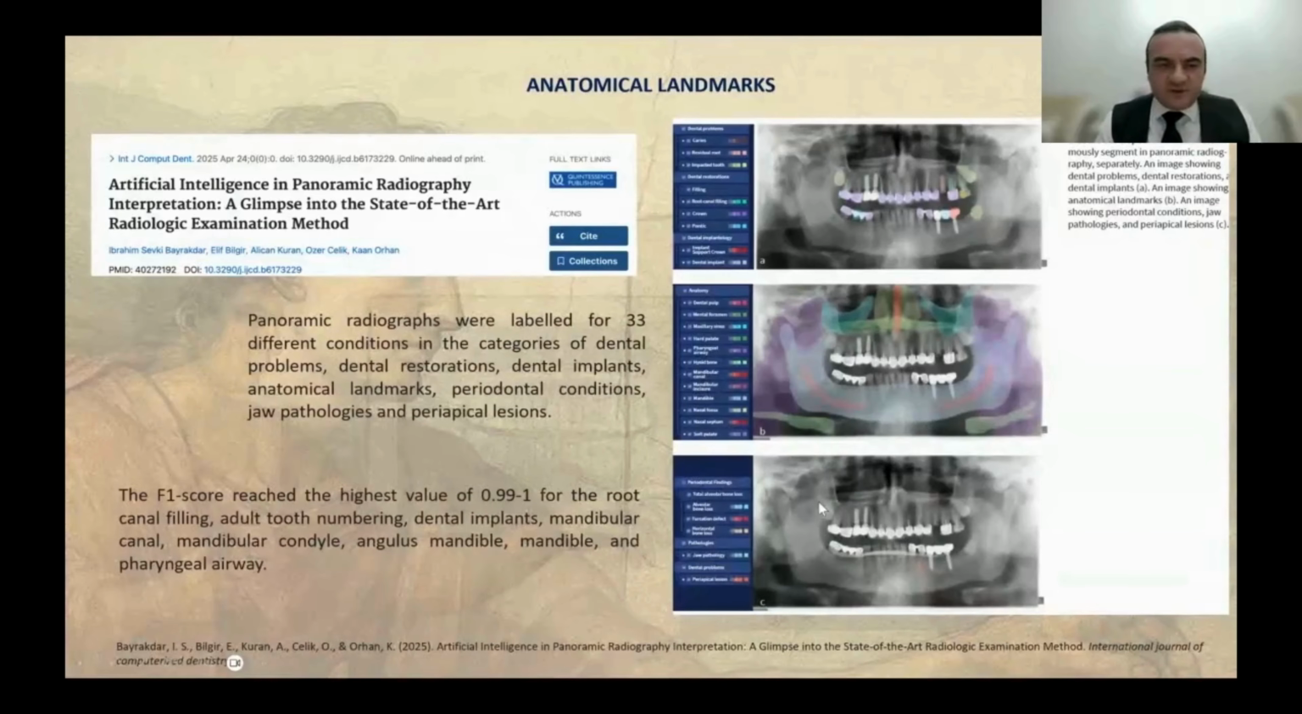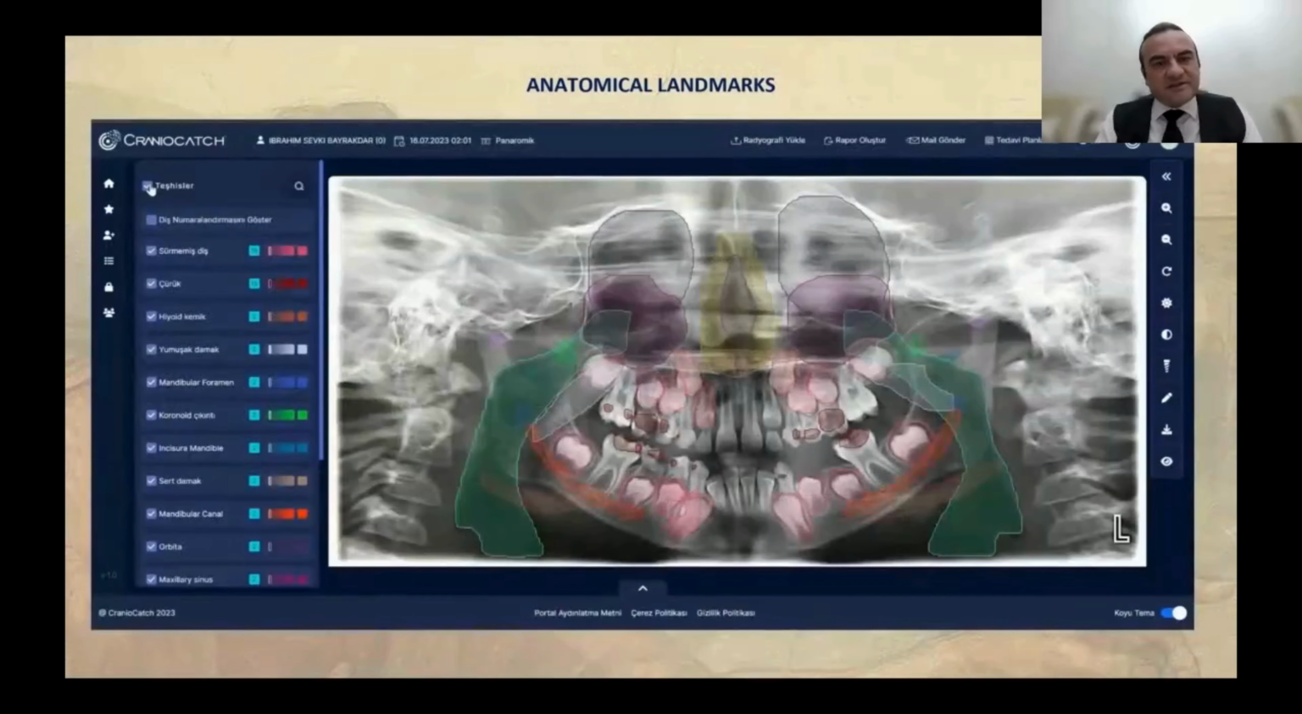Nowadays, for Cranial Catch on panoramic radiography, we can detect over 30 different conditions, such as dental problems, dental restorations, dental implants, anatomical landmarks, periodontal conditions, and so on. The F1 score reaches a highest of 0.95 to 1, which is the top score. So nowadays we can make the segmentation out of 2D images, and we can also detect more than 30 different kinds of conditions in 2D modalities as well.